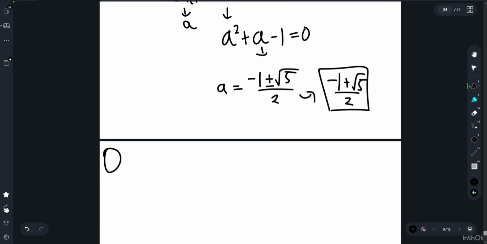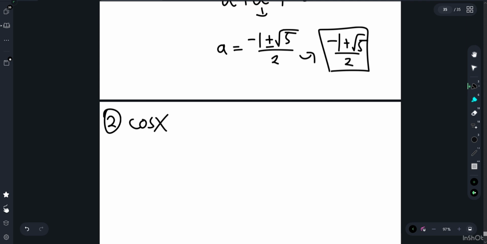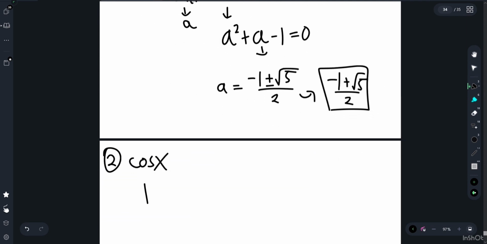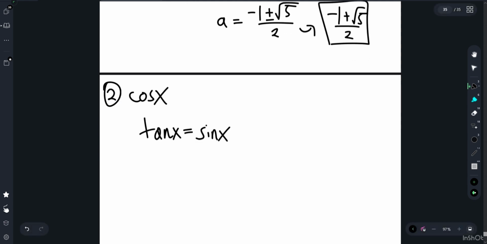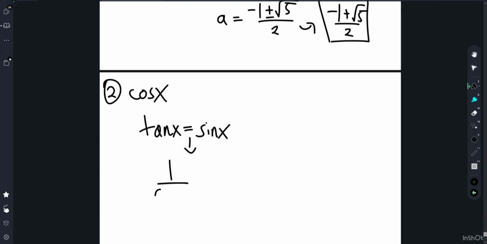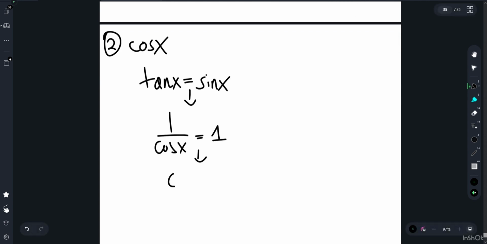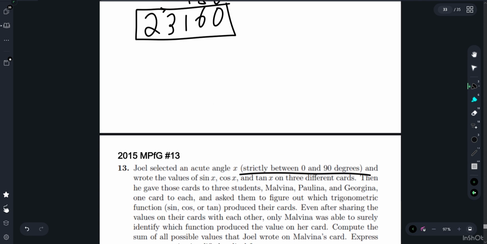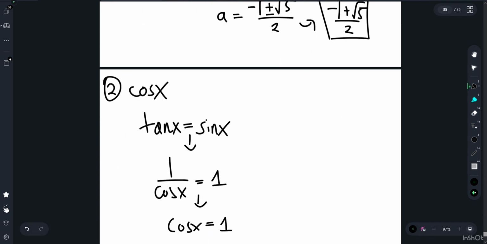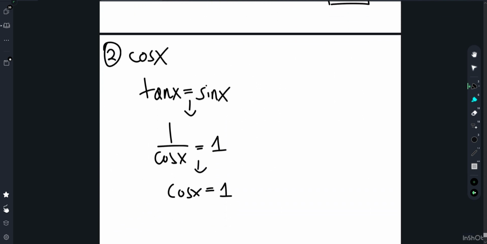Now we still have to check our other two cases just in case there's another valid value. So let's say cosine x is the value Malvina gets. So tangent x is equal to sin x. Dividing sin x on both sides, we get that 1 over cosine x is equal to 1, or cosine x is equal to 1. But we notice that it's strictly between 0 and 90 degrees, so cosine x can never equal 1. So this is undefined or impossible.